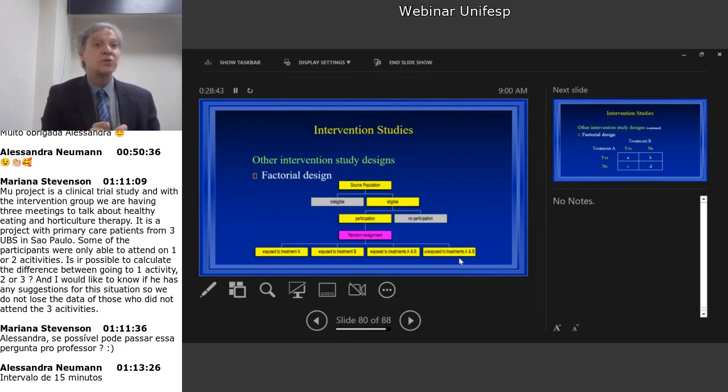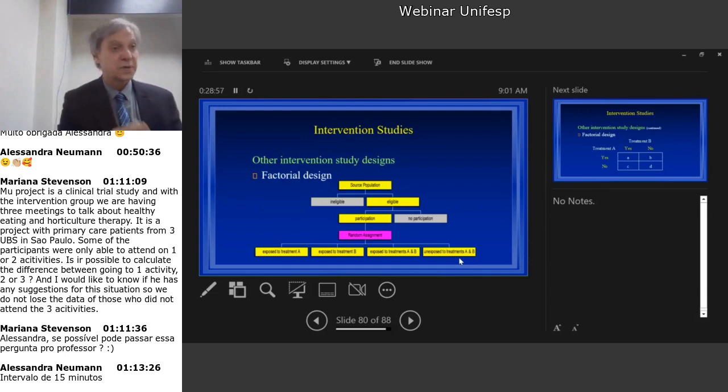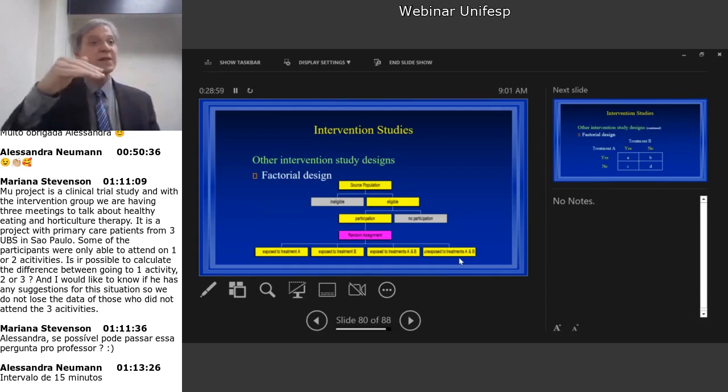You can combine 1 and 2 sometimes. When you break too many groups, you lose power, but you can combine group 1 and 2, it doesn't matter. What you're really looking for is the contrast between those who have 3 activities versus those who have none. That's your main test statistic. That's how you set up your analysis. But you have a gradient.